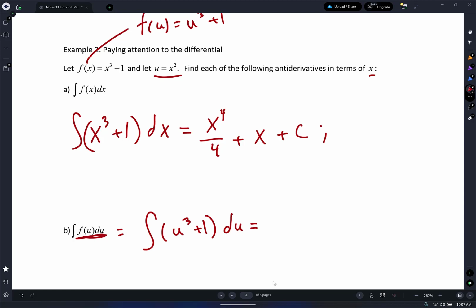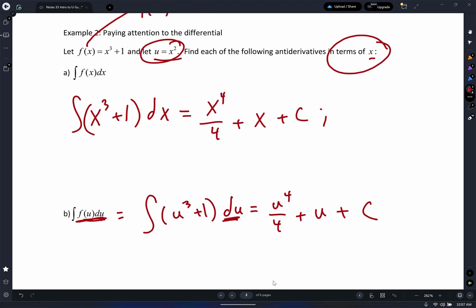All right, so what's the antiderivative of u cubed? Perfect. Plus the antiderivative of 1. Well, I'm integrating with respect to u, so u, and then I put plus c. Now, they don't want it in terms of u. They want it in terms of x. So I know that u equals what? So I'm going to write x squared to the 4th over 4 plus x squared plus c.